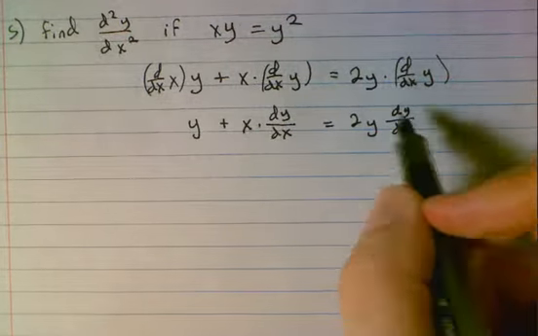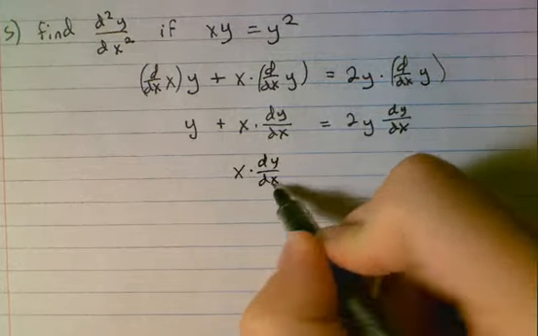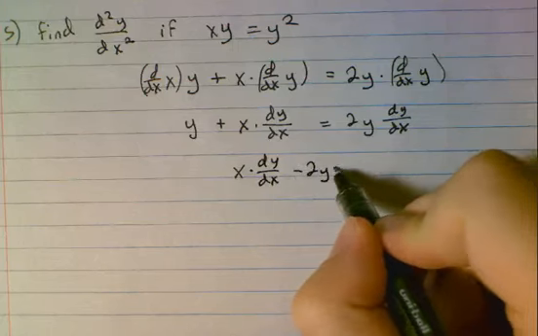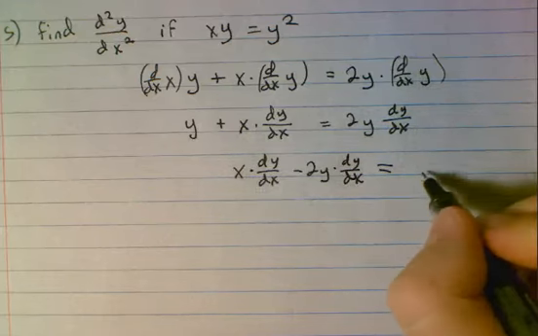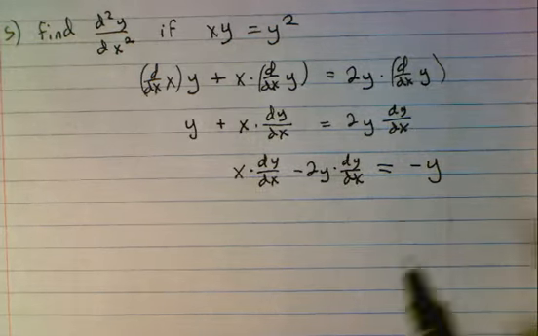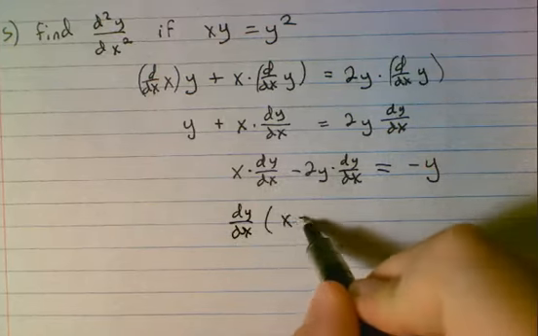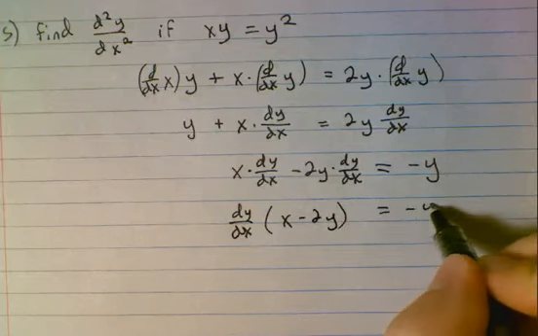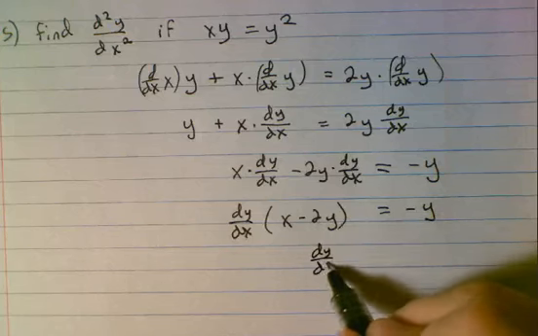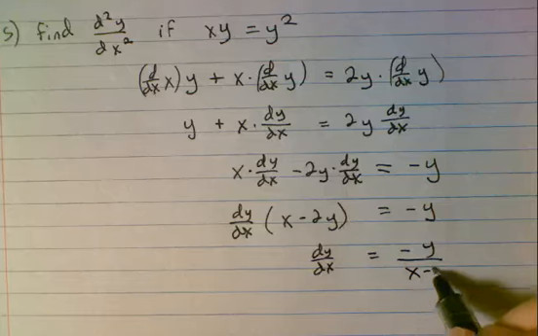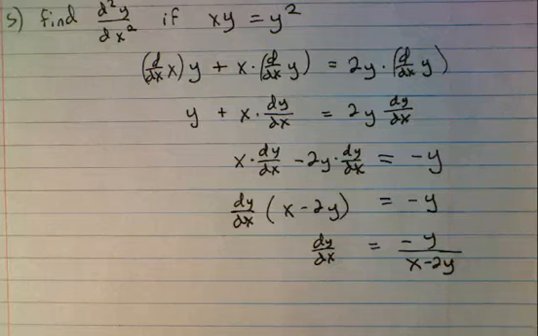Now we want to get all our dy dx's on one side, so I'm going to subtract 2y times dy dx. And I want all my non-dy dx's over on this side, so I'm going to subtract y from both sides. Now I can factor out this dy dx, so I only have one of them. And then divide both sides by x minus 2y, so that I have dy dx by itself.